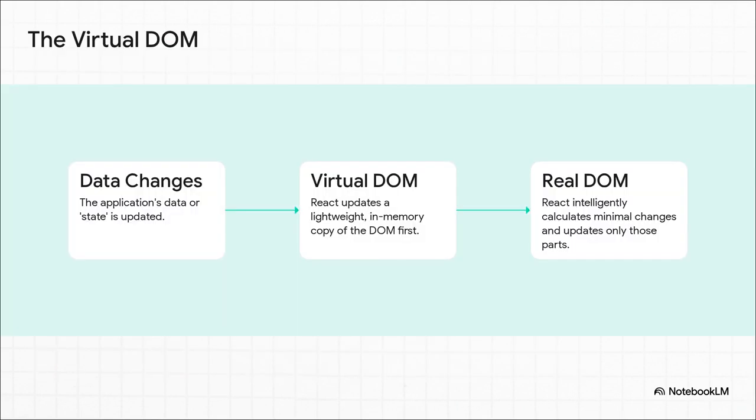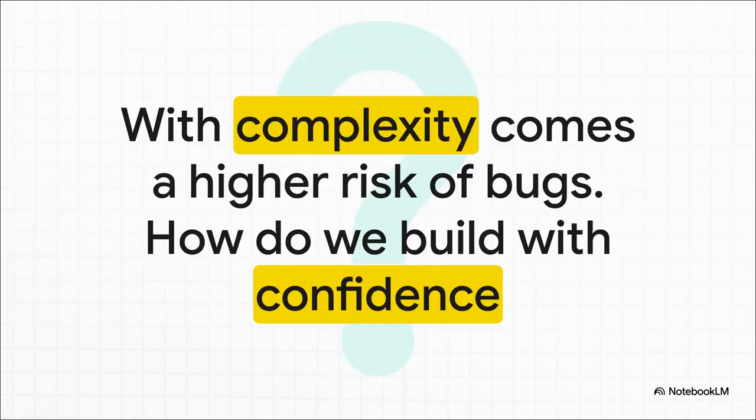So what's React's secret sauce? It's this amazing thing called the virtual DOM. Remember how we said changing the real DOM directly is slow? React has a clever workaround. When data changes, it doesn't touch the real page. First, it updates a super fast copy of the DOM that lives only in memory. Then, it compares that virtual copy to the real one, figures out the absolute smallest change required, and only then does it update that one tiny part of the real page. It is incredibly efficient. Okay, so now we've got this powerful, well-organized app.